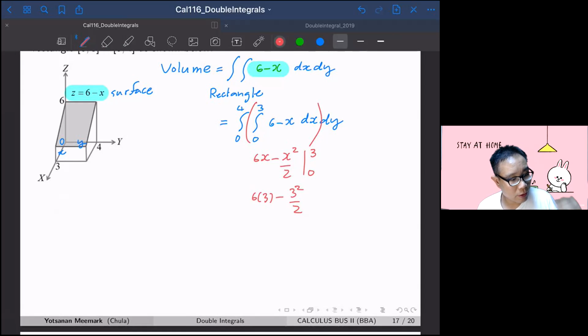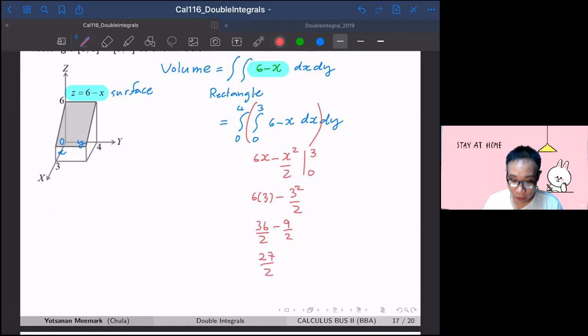So this would give you, so you have x and y. Okay, so this would give you what? This would give you 18 minus 9 over 2. So it's going to be 36 minus 9 over 2. So it's going to be 27 over 2. Okay, so this is going to be 27 over 2.